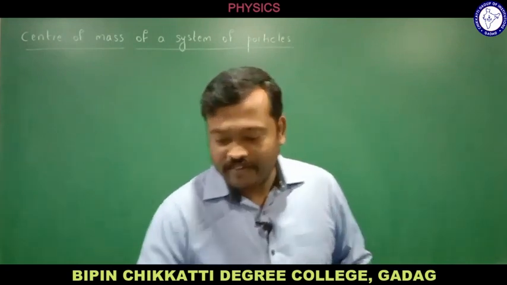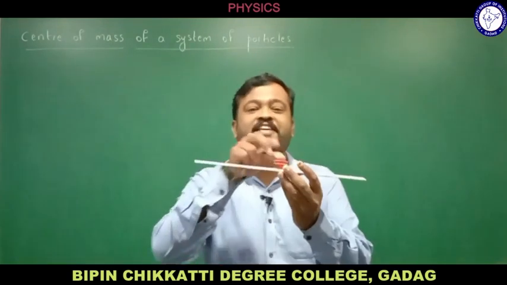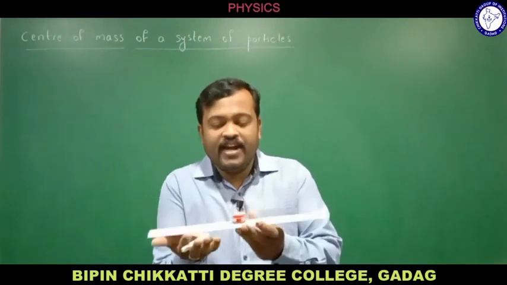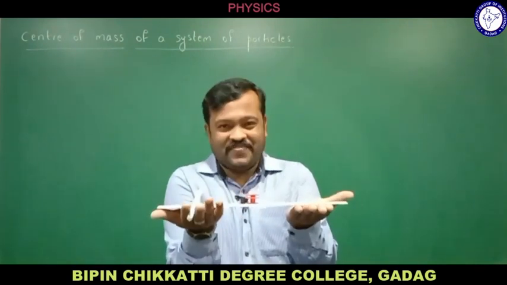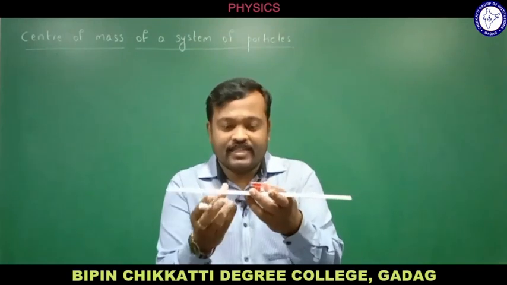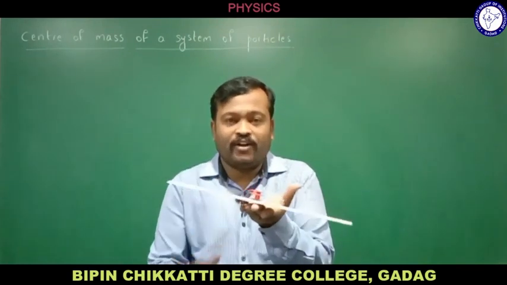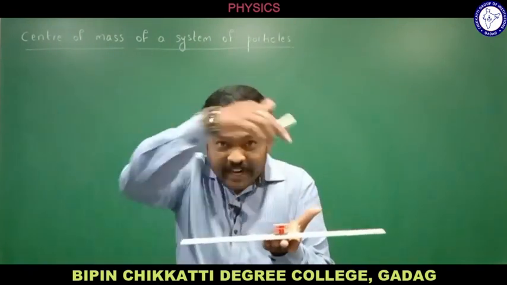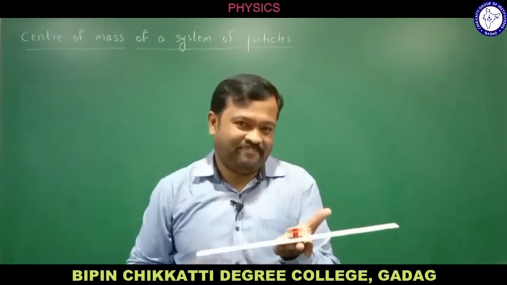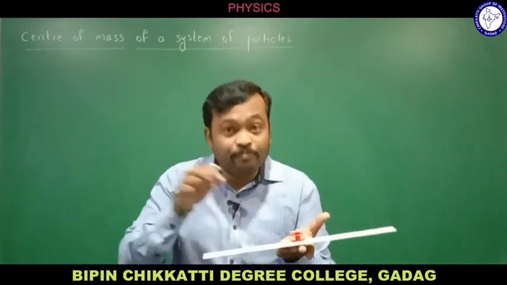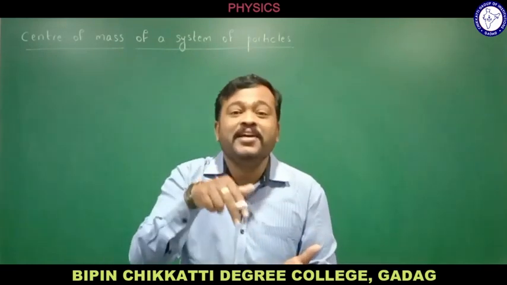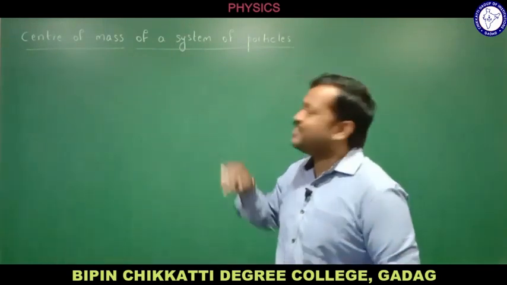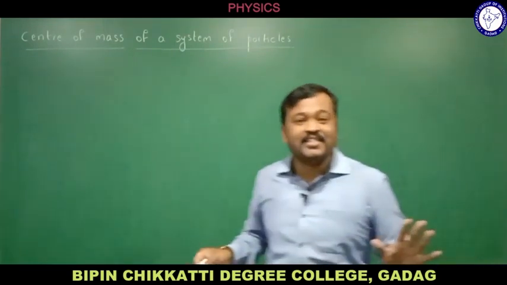If I take a body, for example, if I take this scale, right? If I want to balance the scale, I need not balance the whole scale. If I balance at a particular point, the scale has been balanced. Means every body has a point, and if you balance at that point, the whole body will be balanced. That balancing point is called center of mass, and every body has a center of mass.